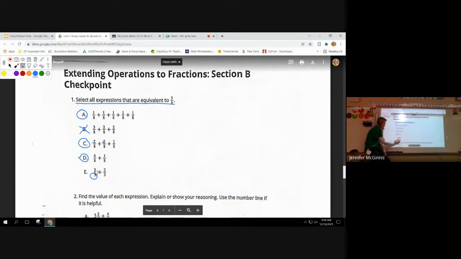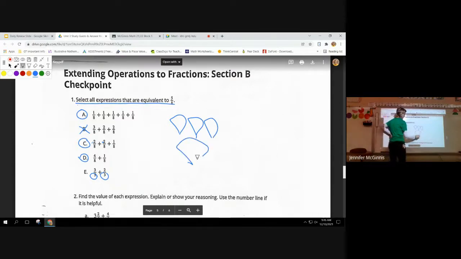We cannot add fifths and thirds together. If I add fifths and thirds, that does not magically give me eighths. If I've got 3/5 and 2/3, these are fifths and thirds. 1/5, 1/5, 1/5, 1/3. It's not my best drawing.